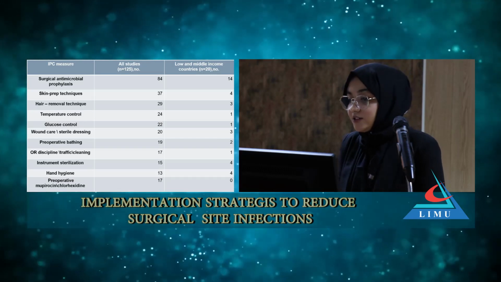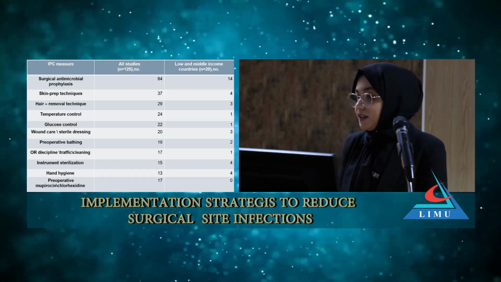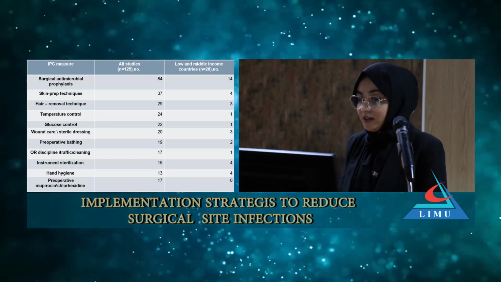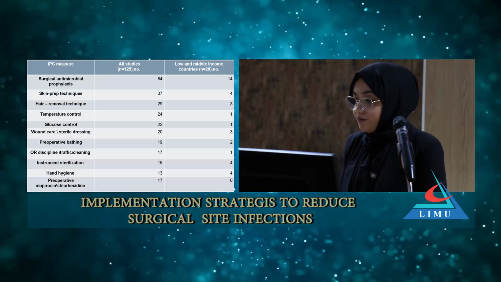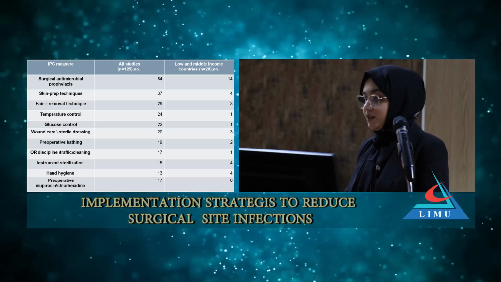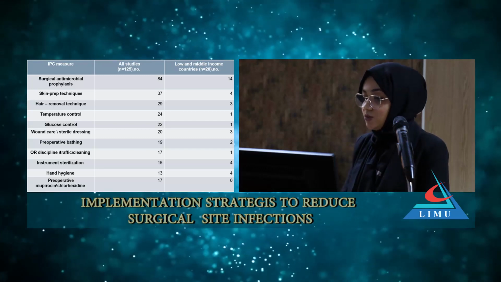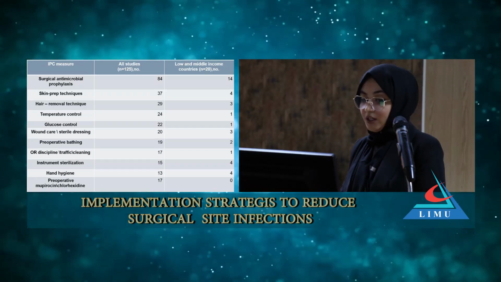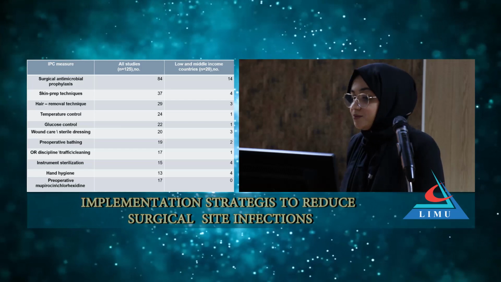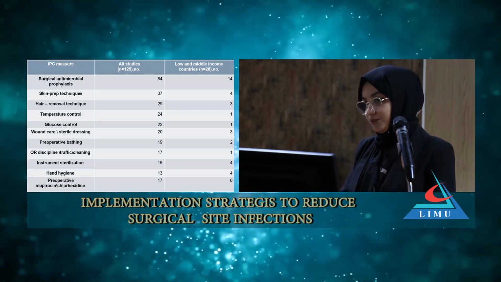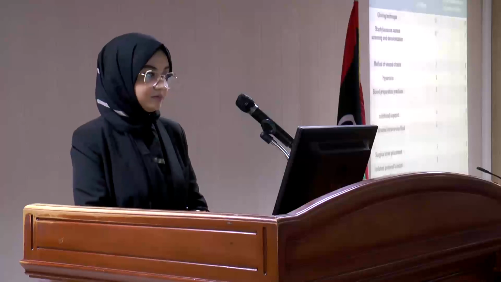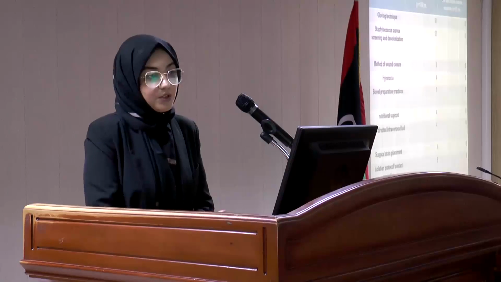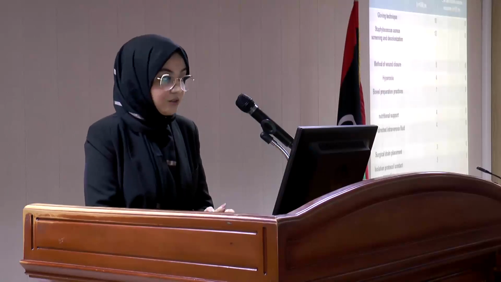Wound care, sterile dressings, was 20 in all studies and 3 in the low-middle income studies. Operating room discipline and traffic cleaning was 17 from all studies and 1 from low-middle income countries. Instrument sterilization was 50 from all studies and 4 from low-middle income countries. Preoperative chlorhexidine was 17 from all studies and 0 in low-middle income countries. Gloving technique, which is very important, was 10 in all studies, and in low-middle income countries was 0.